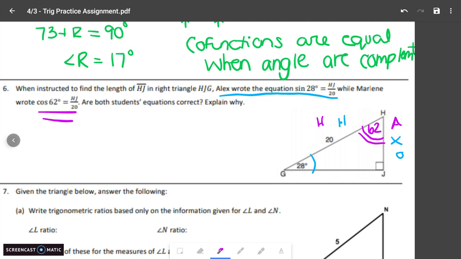So when I go to do the explanation, I could just explain how they both did complete correct setups using trig by SOHCAHTOA and because triangles add to 180. Or I could talk about cofunctions are equal when the angles are complementary. Anything like that. There's a bunch of explanations that would have counted in this case.